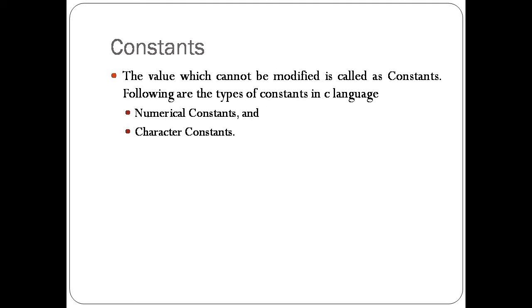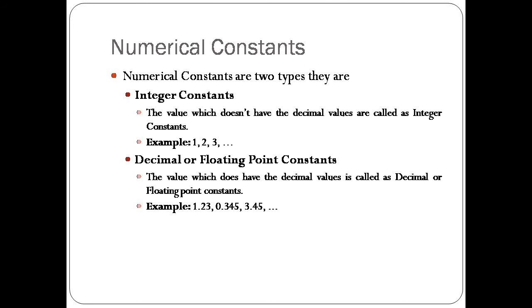The value which cannot be modified is called a constant. We have 2 types of constants in C language. They are numerical constants and character constants. Numerical constants are of 2 types. They are integer constants and decimal or floating point constants.